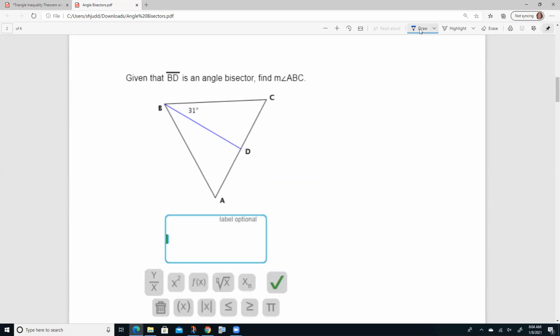Look at this example. It says BD is an angle bisector. Find the measure of angle ABC. Okay, ABC is this whole angle. Now we know this half is 31, so this half is also 31. So altogether, our angle is 62 degrees.